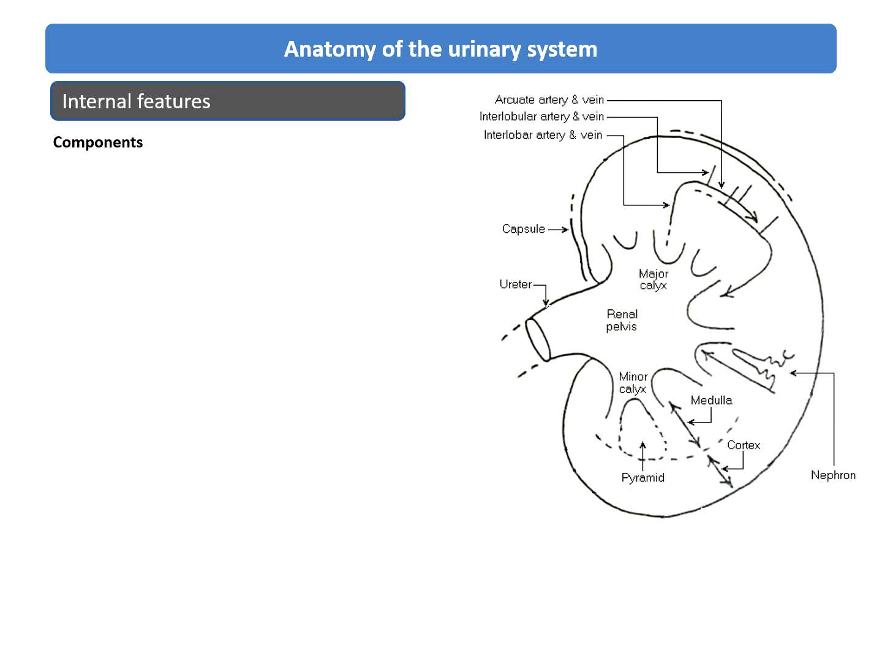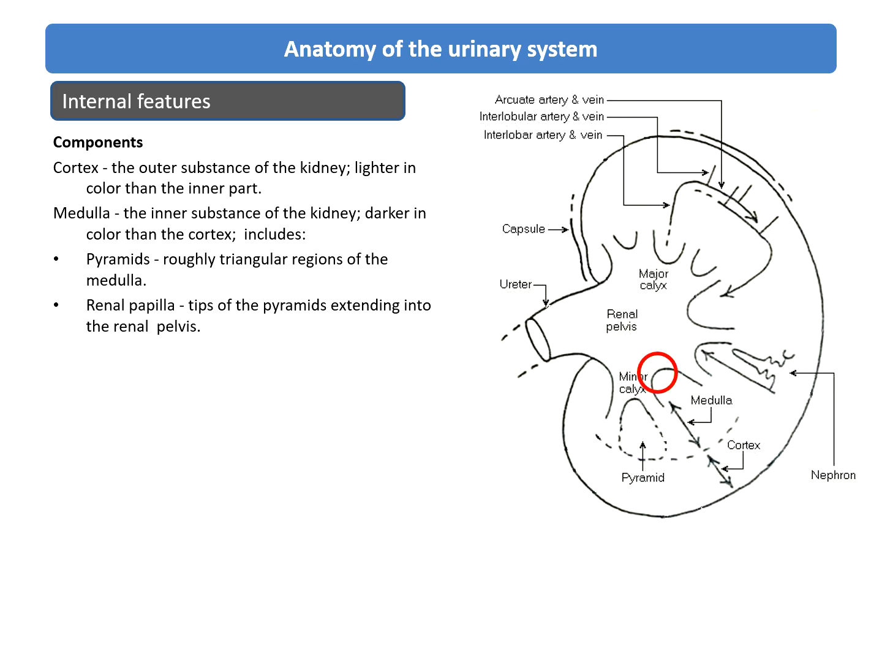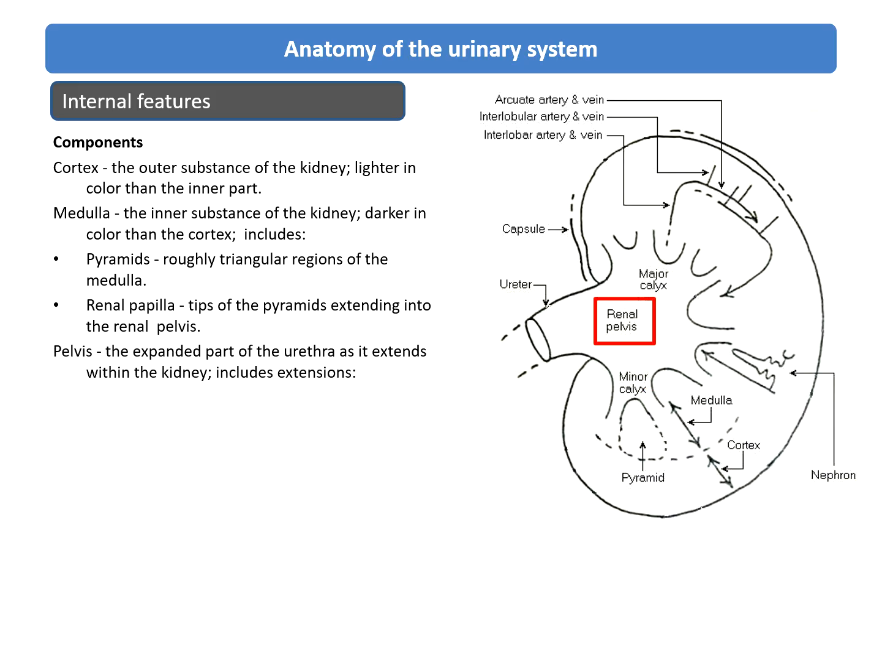Let's look at the components of the kidney. The cortex is the outer substance of the kidney, often lighter in color than the inner part. The medulla is the inner substance of the kidney. It's often darker in color than the cortex. The medulla includes pyramids, roughly triangular-shaped regions of the medulla. The renal papillae are the tips of the pyramids extending into a space called the renal pelvis.